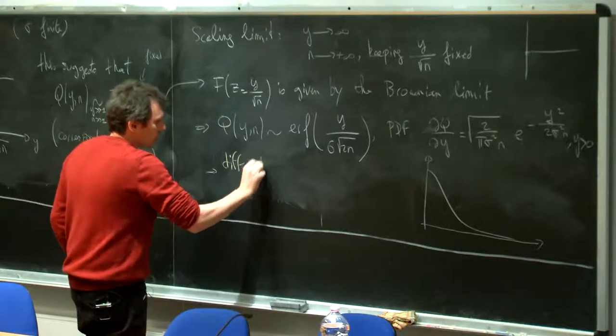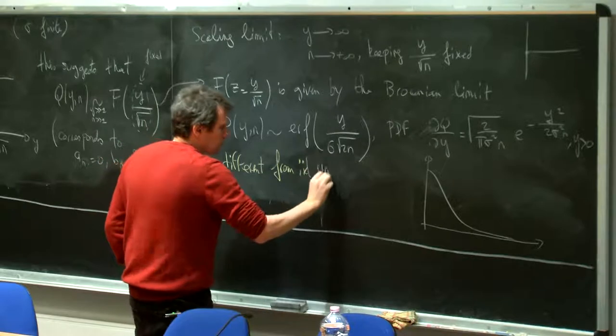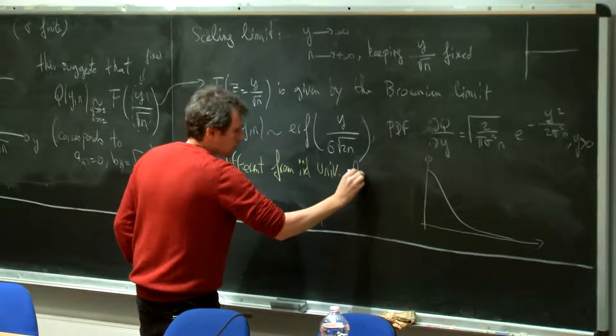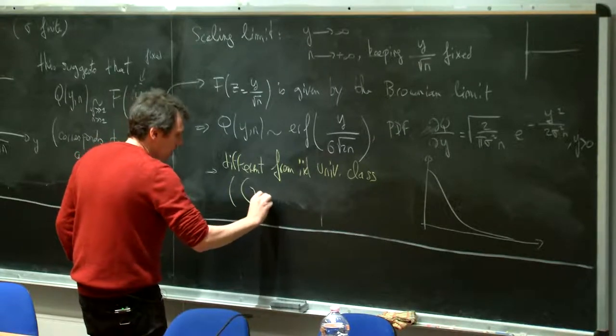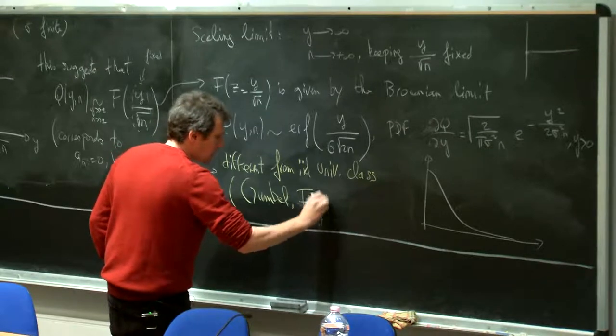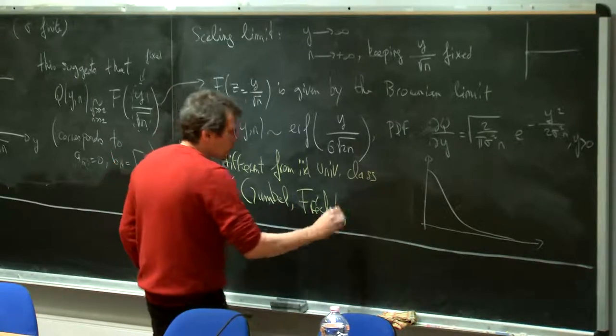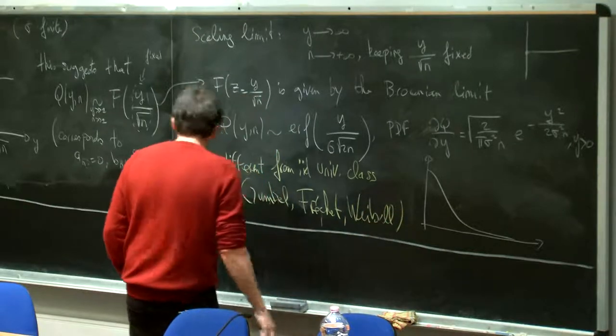So it's different from the IID universality class, right? Which are again Gumbel, Fréchet, or Weibull. Okay, it's none of these. And that's obviously something different.